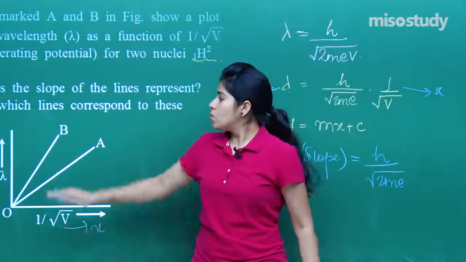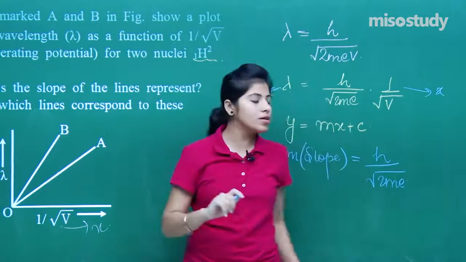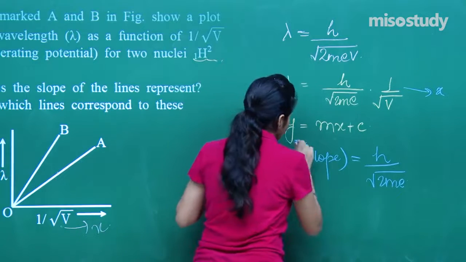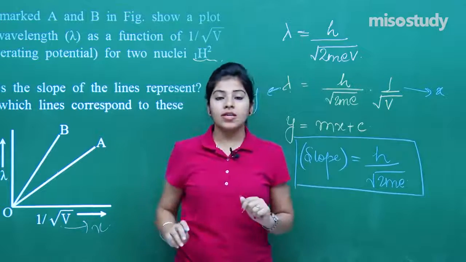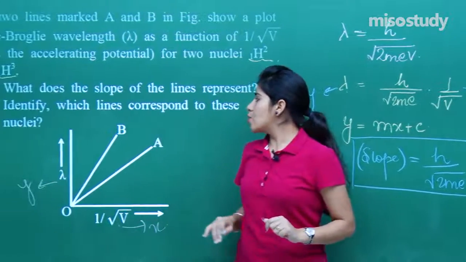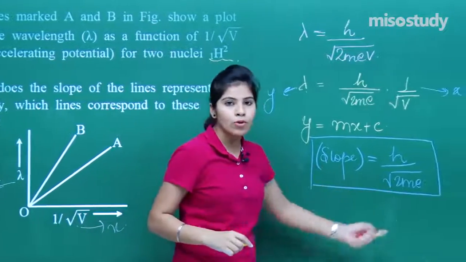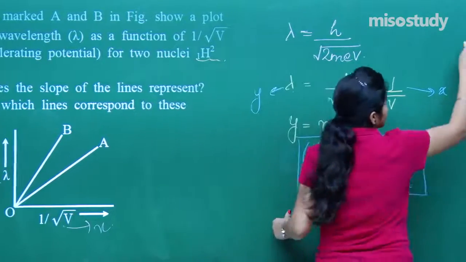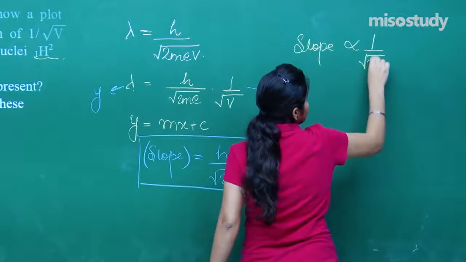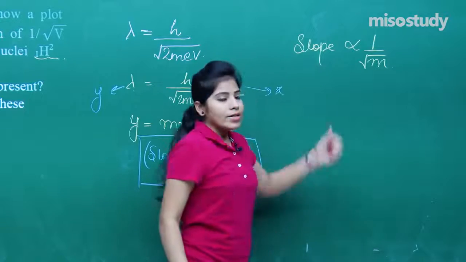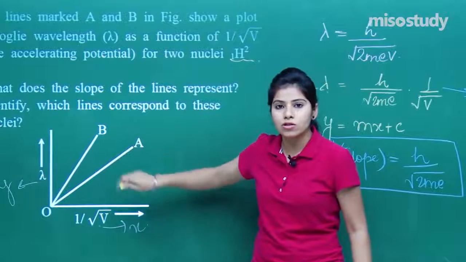Right. So the first part of the question: what does the slope of the line represent? You can give the answer: the slope of the line represents h upon under root 2me. The second part: identify which lines correspond to these nuclei. Now see, the slope is inversely proportional to 1 upon root m. And now see which of these two lines has the higher slope and which has the lesser slope.